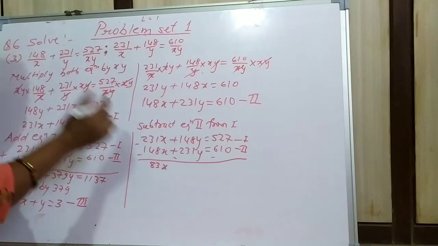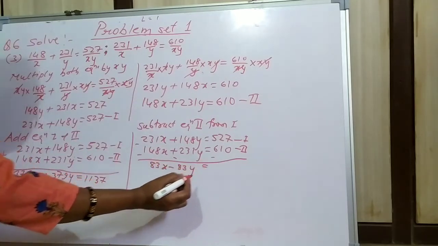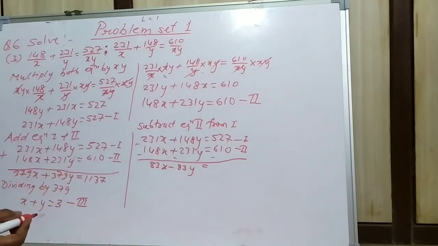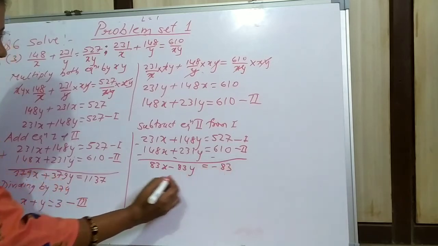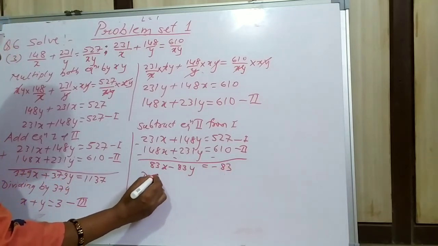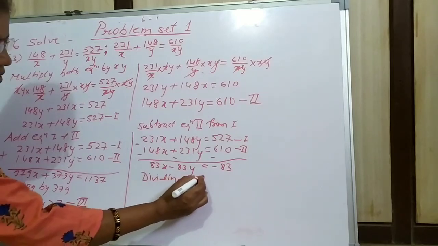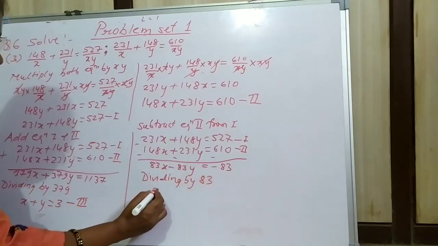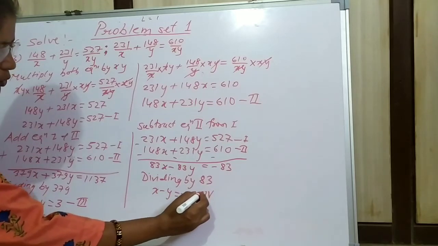Now here 148 minus 231, so minus 83y. That side 610 minus 527 is minus 83. Again dividing by 83, you will get the simplest form as x minus y is equal to minus 1. This is equation number 4.